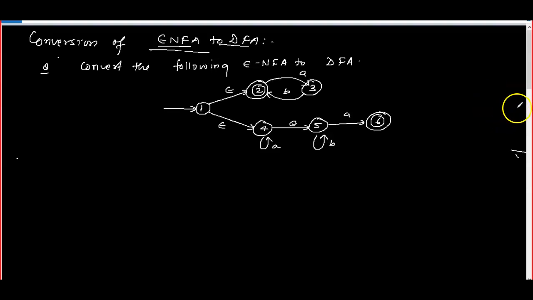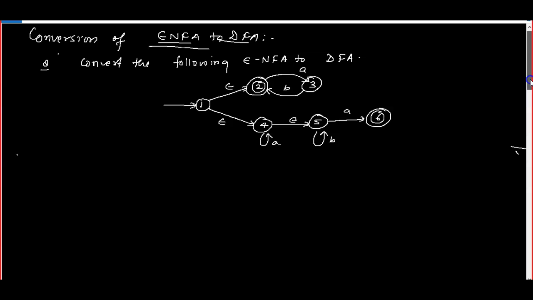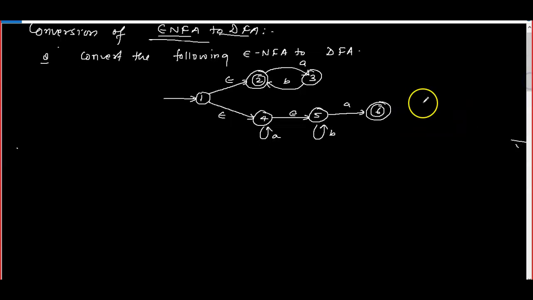Now you can see the screen. So here we have to convert the following epsilon NFA to DFA. What does the arrow from 4 to 5 mean? This is the representation given, and the symbol is epsilon.